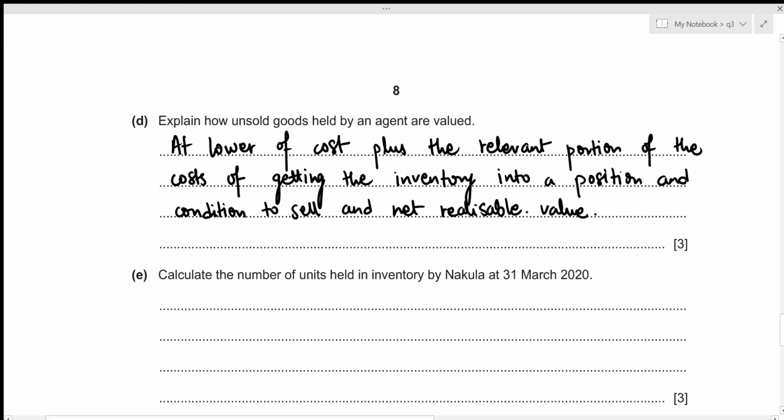We need to calculate the number of units held in inventory by Nakula at 31st March 2020. So in order to figure out the number of units, we can just divide our inventory value. So this inventory value will be the balance CD value that we included in our consignment to Nakula account, and then we just divide it with the cost per unit.